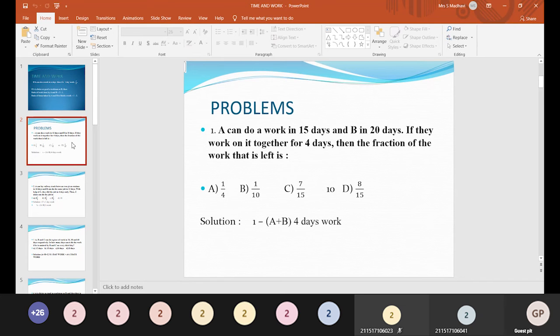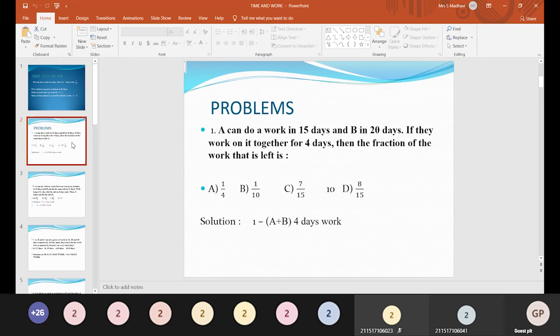The hint given is 1 minus (A plus B) into 4 days' work. Here, we need to calculate A's 1 day's work, then B's 1 day's work. A plus B is 1 day's work, and A plus B's 4 days' work. From that we need to calculate the remaining work.